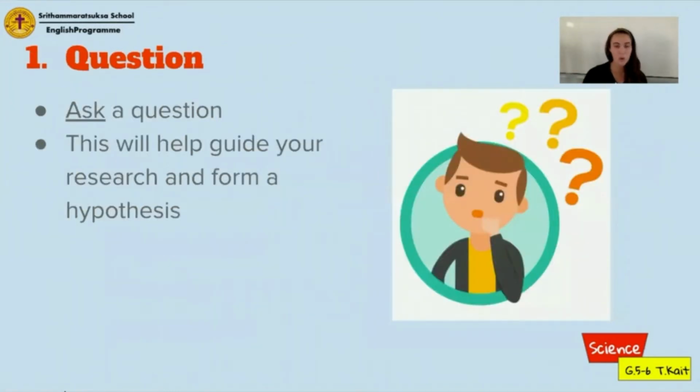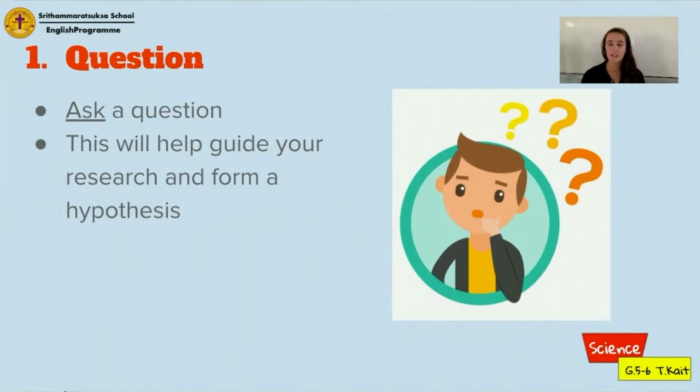So number 1 is question, right? We have to ask a question. So we are wondering about something. We want to know why, when, what, who, how, right? Those are all good question words you can use. This question is going to help guide our research and eventually help us to form a hypothesis.